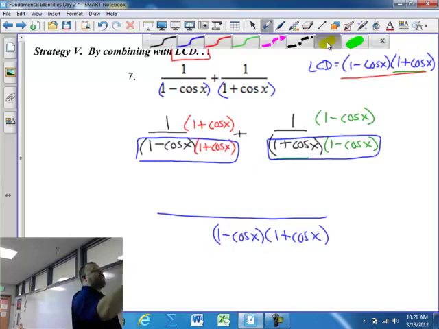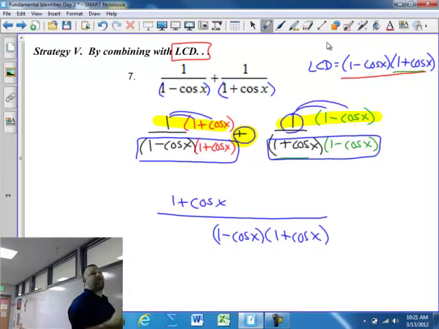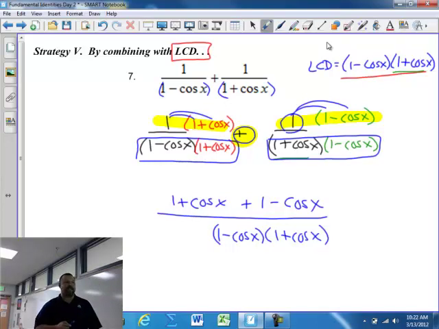The numerators are going to be 1 times this plus 1 times that. We could write that down, or we could distribute the 1 right off the bat. 1 times this is just going to be 1 plus cosine of x. I have a plus 1 that's multiplied by 1 minus cosine of x, so I get plus 1 minus cosine of x. Now we have one fraction instead of two. Now we just need to clean it up.